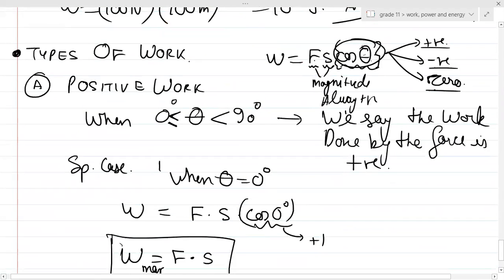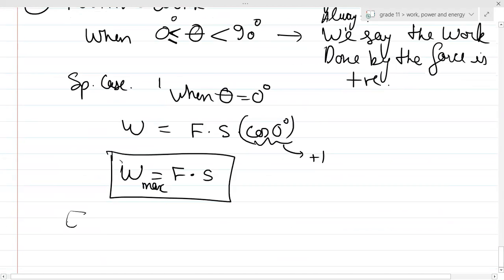Sorry, sir. Can you explain once again? If theta is between 0 to 90, won't it always be positive? Yes, that's why there will be positive work. But when theta is in the second quadrant, between 90 and 180, it changes. Are you getting my point? So we are talking about three cases now. Yes, we're talking about three cases. The first case is positive work.